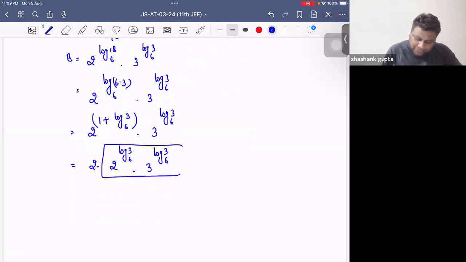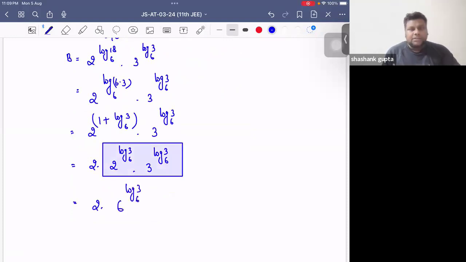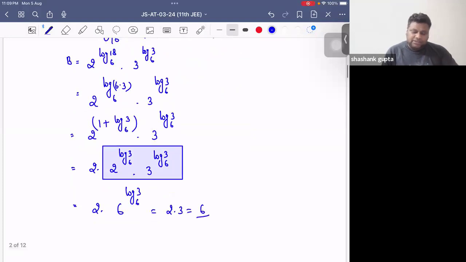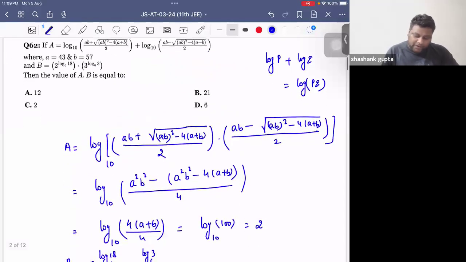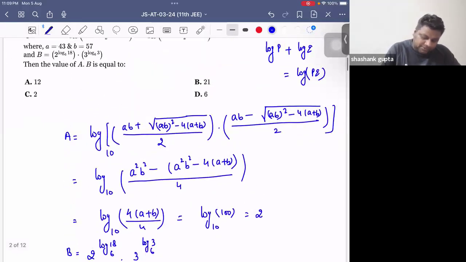Now collectively, if I see this 2 outside, it is 6 to the power log 3 base 6. The 6 and log base 6 cancel. It will be 2 into 3, that is 6. So value of A came 2, value of B came 6. So A into B comes 12. Got it?